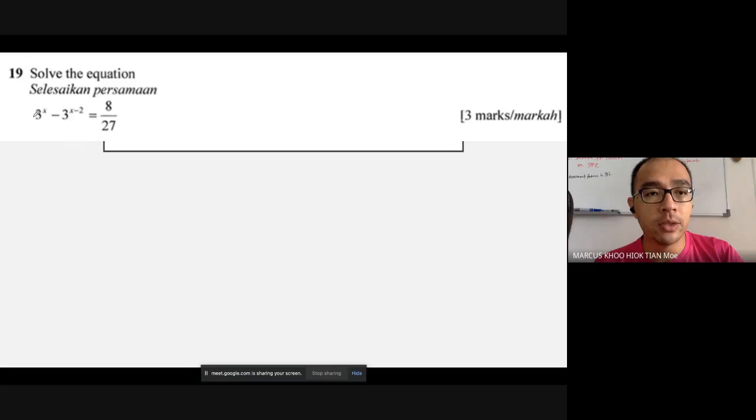So let's start. We have 3 to the power x minus 3 to the power x minus 2 equals 8 over 27. Now there are many ways to do this, but the way that I think is the best is I split this up first. So it's 3 to the power x minus 3 to the power x divided by 3 to the power of 2 equals 8 over 27.